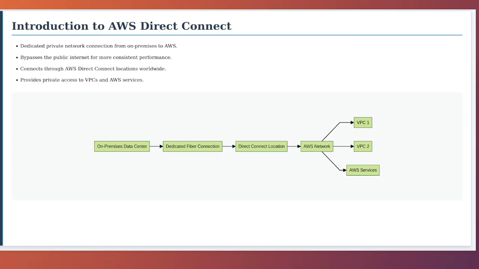This architecture provides several key advantages that we will explore throughout this presentation, including consistent network performance, reduced bandwidth costs, and the ability to establish private connectivity that does not traverse the public internet.